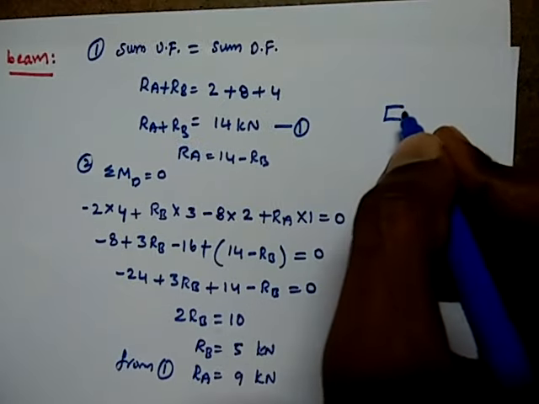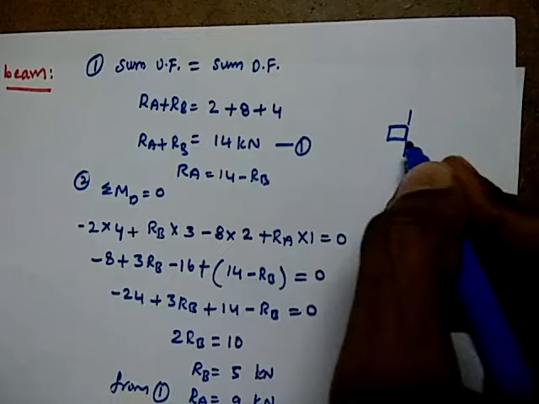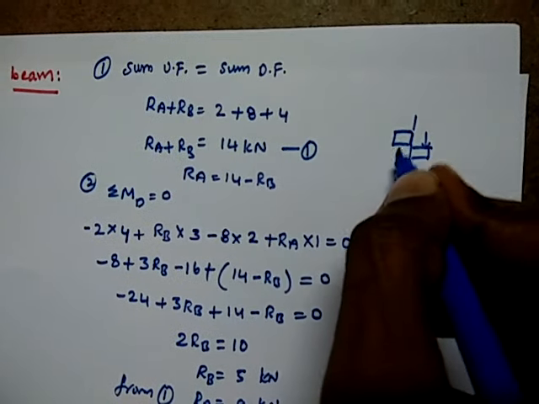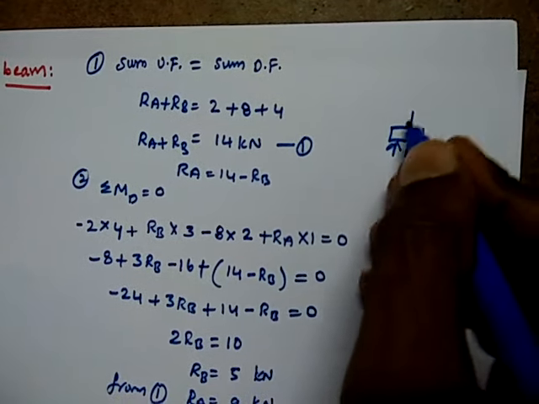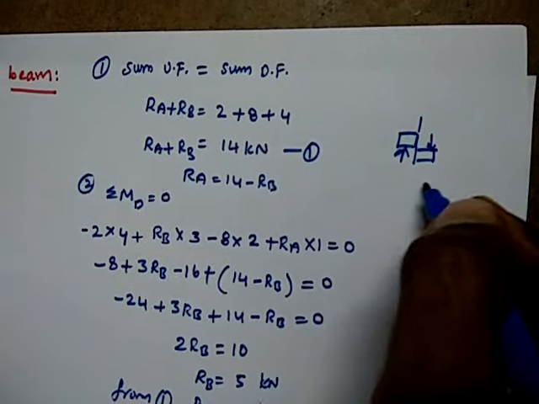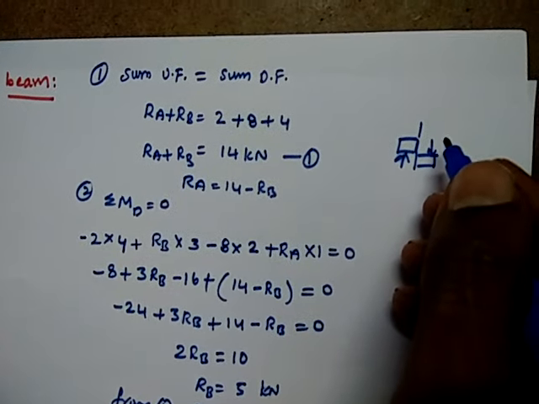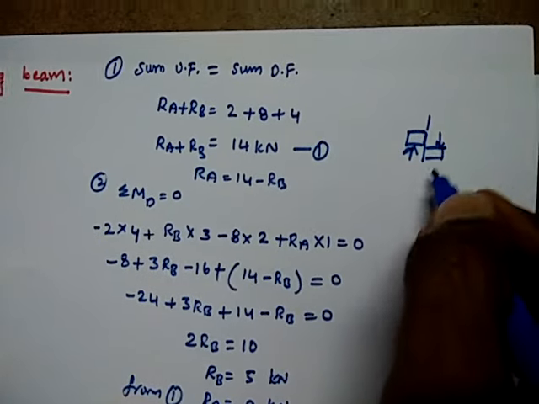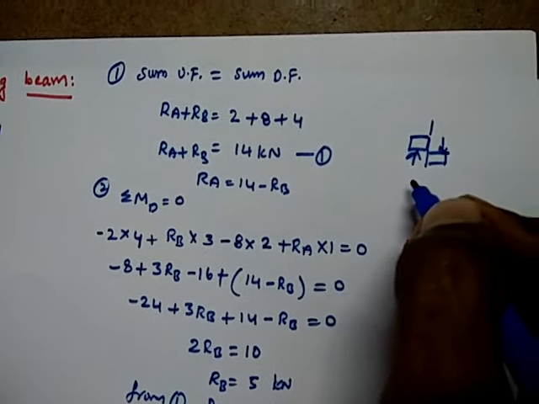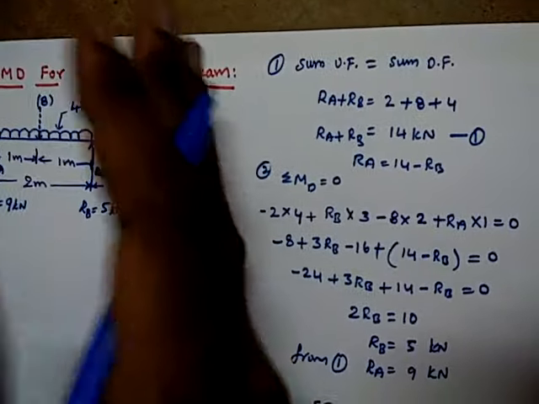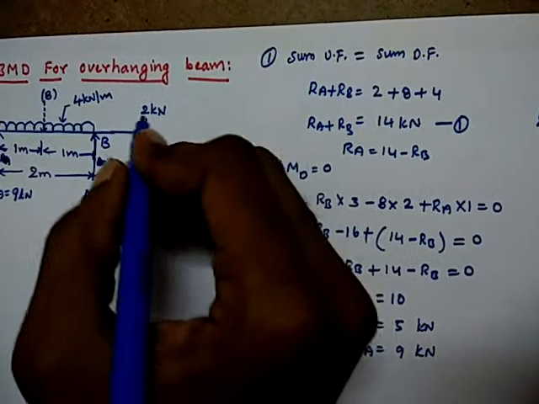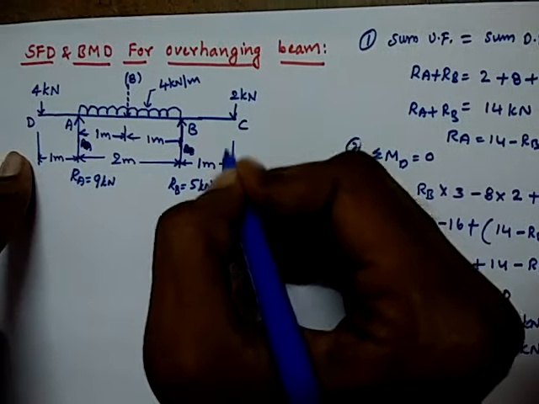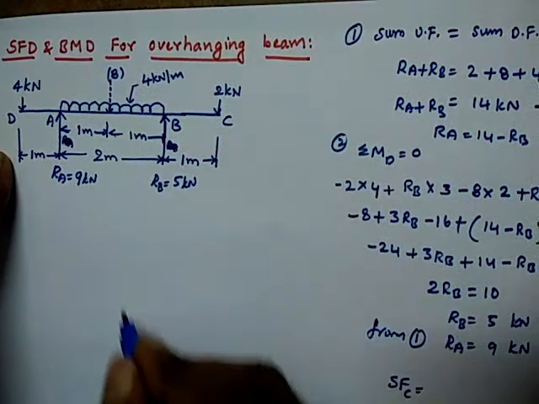Suppose at any section XX, the shear force is going in the clockwise direction, we'll take it as positive, and if it goes anti-clockwise, we'll take it as negative. Or simply for our problems, if the shear force is going downwards, we'll take it as positive. Because we are moving from right to left, the shear force going downwards we'll take as positive and upward we'll take as negative.